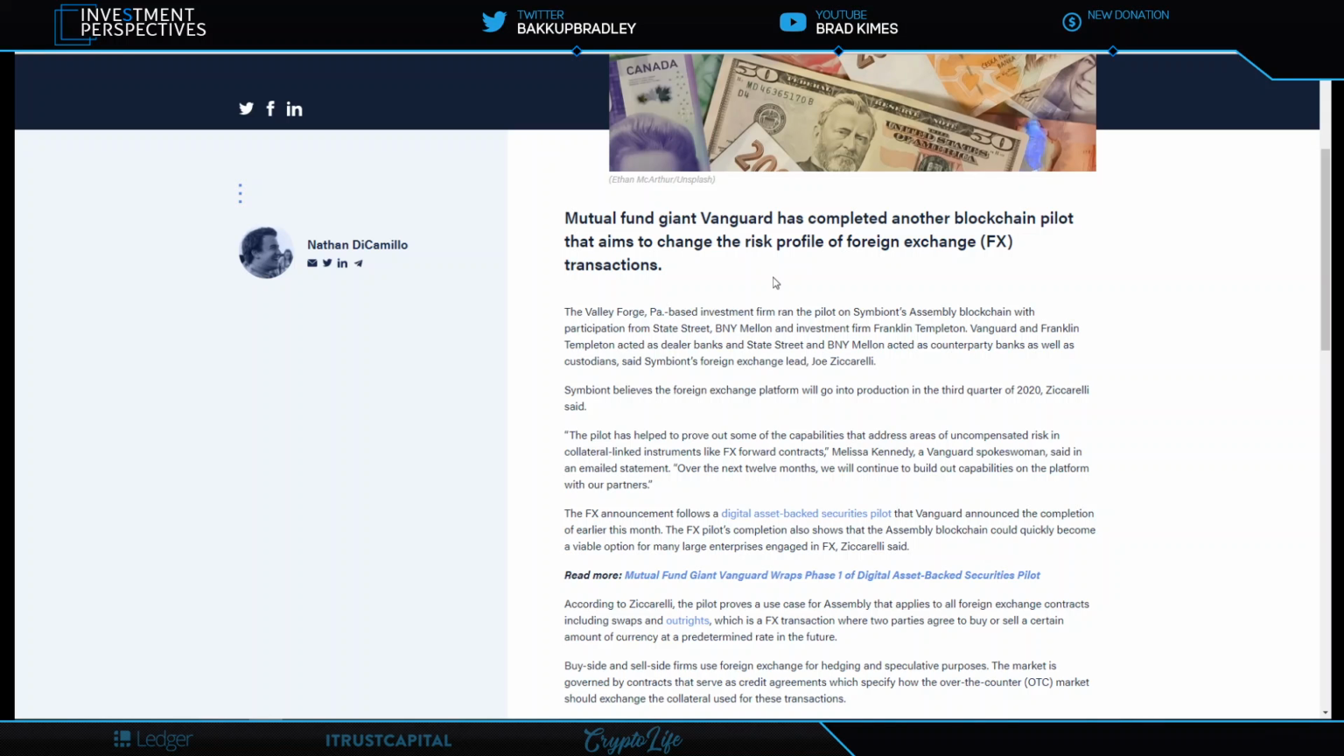Now, let me just say, we know that State Street has openly applied for custody of digital assets. We know BNY Mellon is absolutely an investor in Ripple. We know Franklin Templeton is working directly with Stellar. Vanguard has obviously shown that they are moving to a digital system. This is remarkable. Symbiont believes that the foreign exchange platform will go into production in the third quarter of 2020.